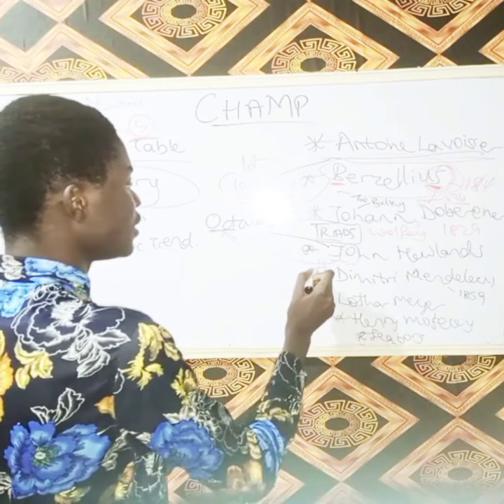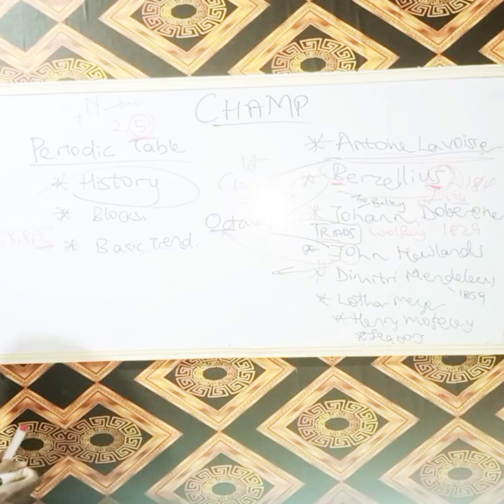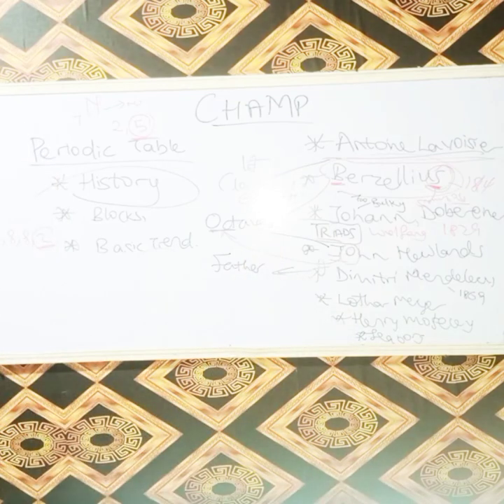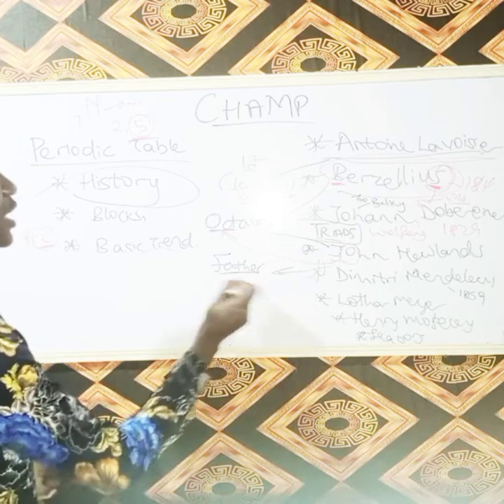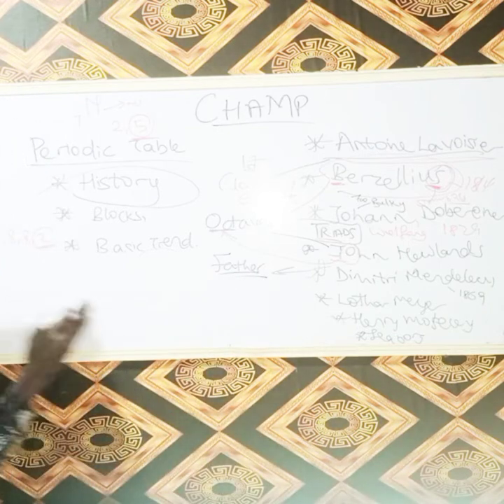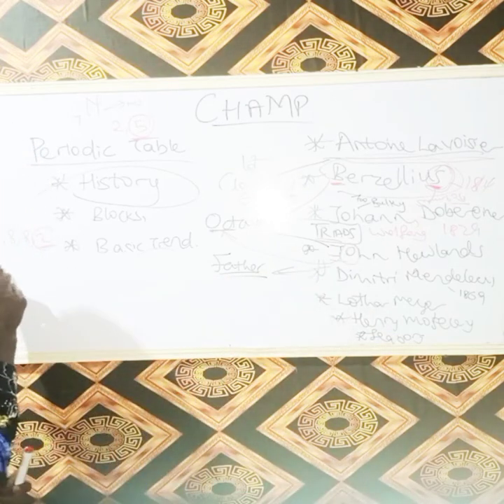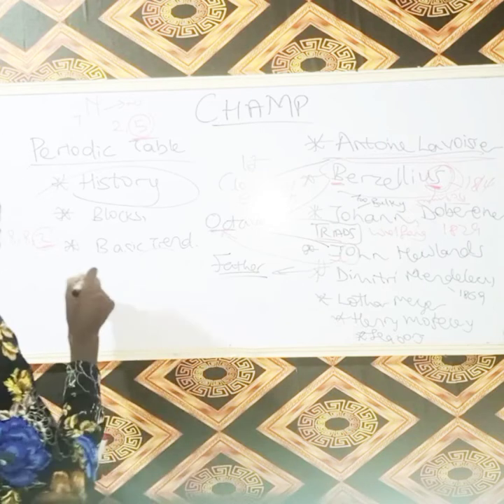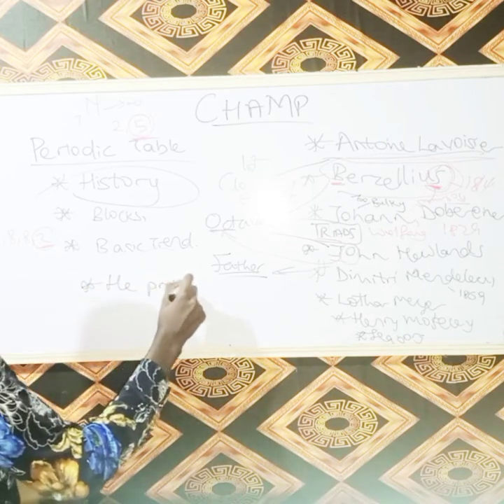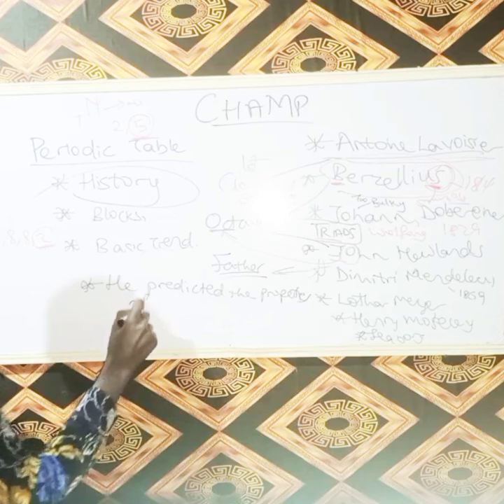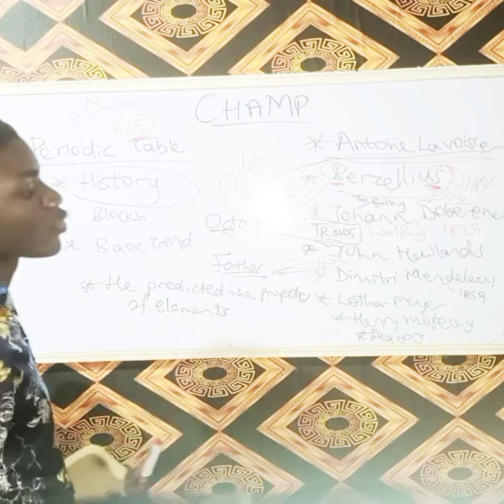The next one is Dmitri Mendeleev. Now, Dmitri Mendeleev is actually regarded as the father of the modern periodic table, because I will tell you some things he did. Yes, he's regarded as the father of the modern periodic table. The present layout of the periodic table that we have was constructed by Dmitri Mendeleev. So he classified elements, and even predicted the properties of elements that were not yet discovered at the time of constructing that periodic table.